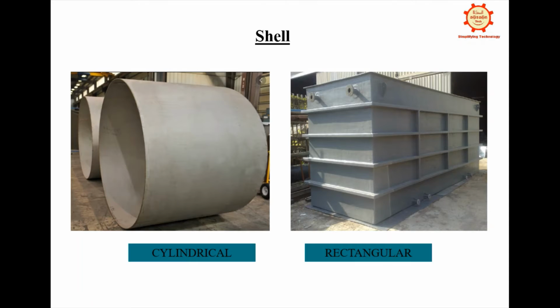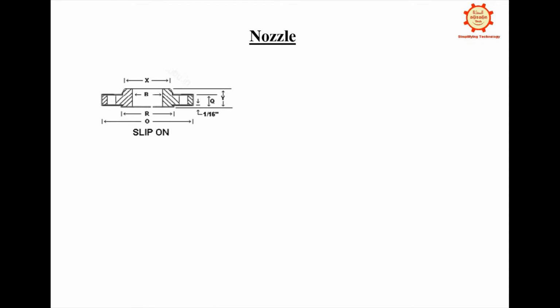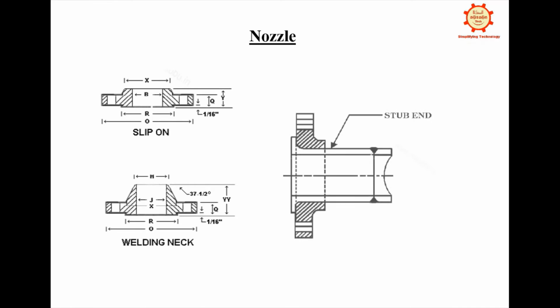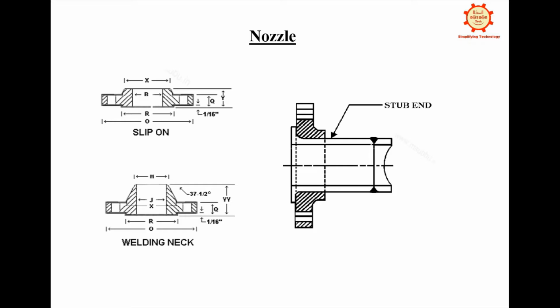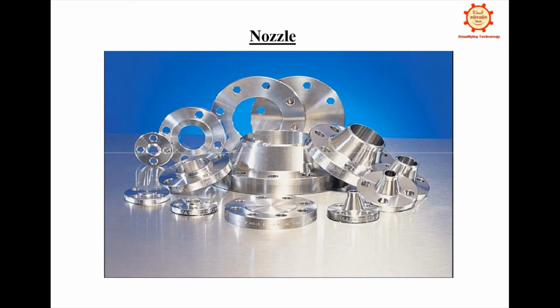So next we'll move to the nozzles. As we said, nozzles are slip-on type, weld neck type, and stub end type. These are the main types. If you see this practically, it's manufactured and this is how it looks. These are some photos of it.